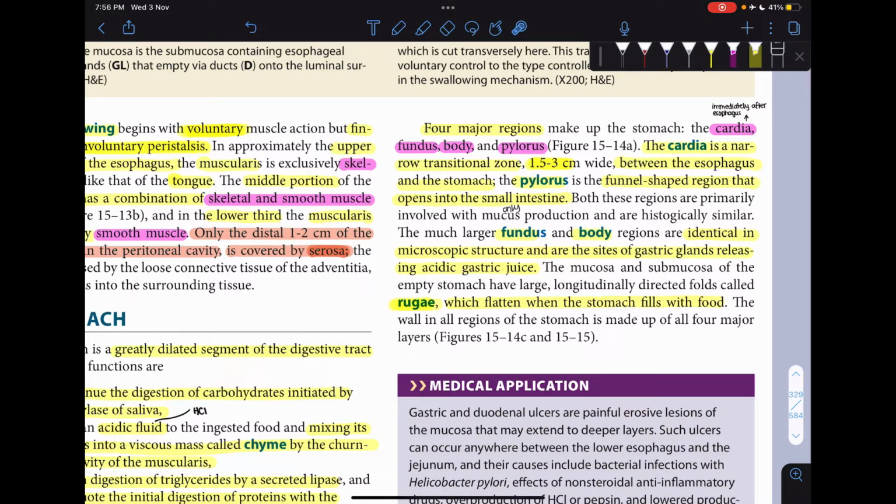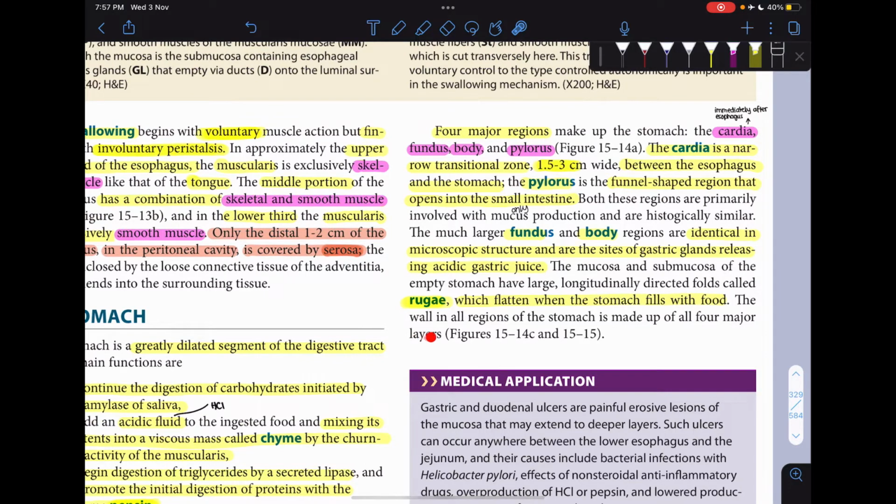There are different pronunciations of this word, so I'm going to go with rugae. And the rugae, as we said, are longitudinally directed folds, and they flatten once the stomach is full, once the stomach fills with food. The wall in all regions of the stomach is made up of all 4 major layers that we talked about.